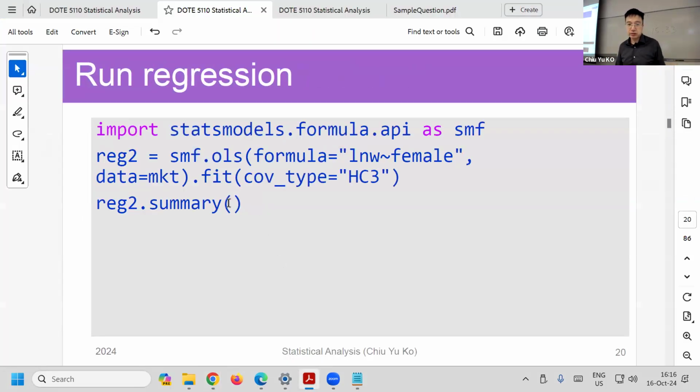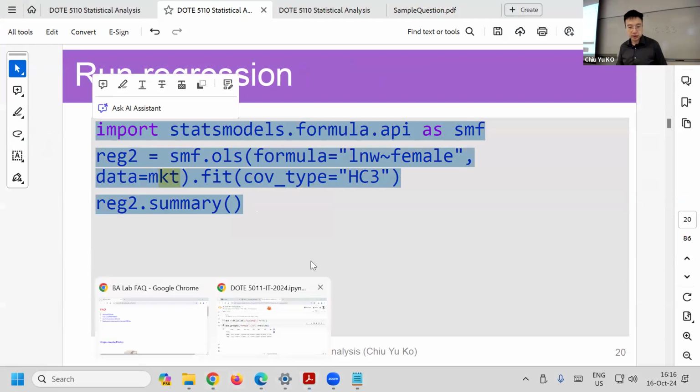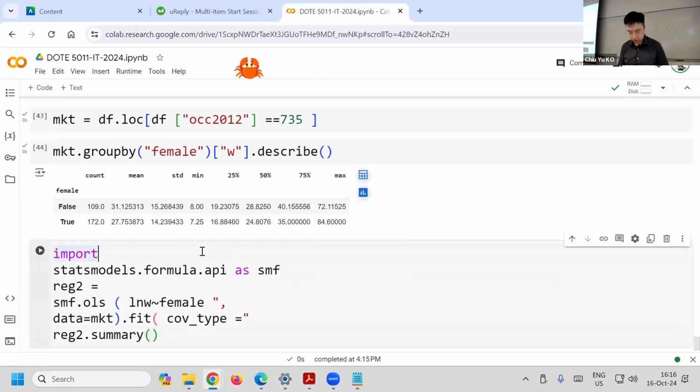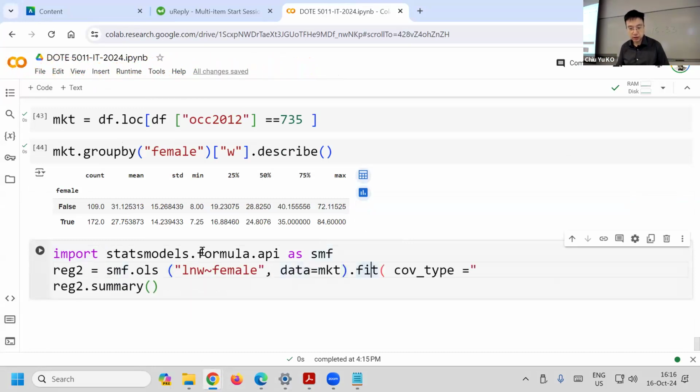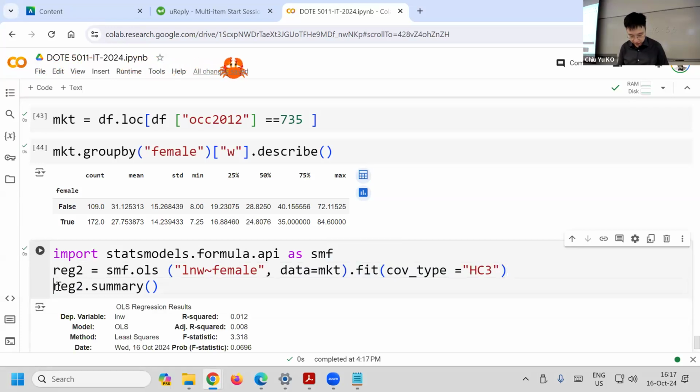Okay. And again, run the regression, the same thing, but the data is MKT here. So let me copy this and run again, and then you will see what we have. Sorry, there's a problem with the data that doesn't allow me to do it quickly. But that's fine. Again, I want to use print summary instead of summary because it looks nicer.